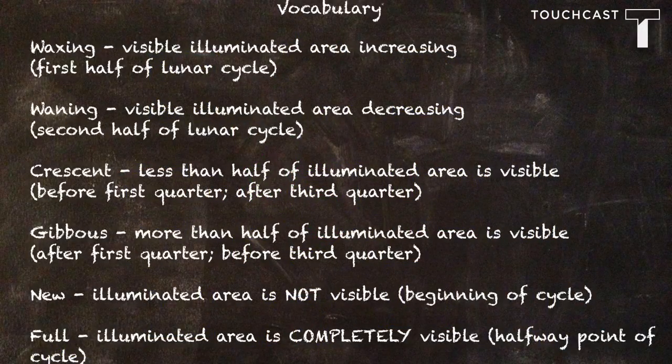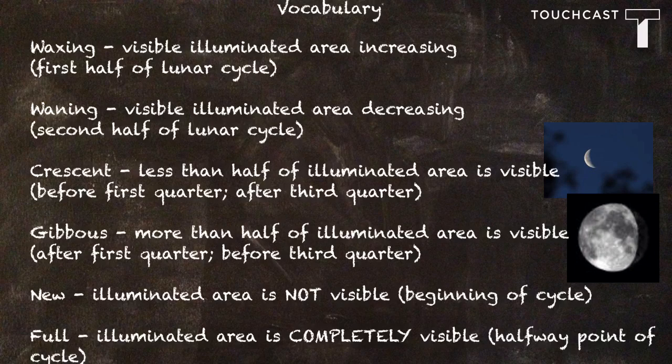And here we have some vocabulary for our lunar cycle. When we talk about waxing phases, these are when the visible illuminated area we see is increasing, which happens during the first half of the lunar cycle. There are also waning phases that happen in the second half of the cycle. That's when the visible illuminated area we see is decreasing. There are crescent phases where less than half of the illuminated area is visible to us. And then there are gibbous phases where more than half of the illuminated area is visible to us, and this happens at different times in the lunar cycle.